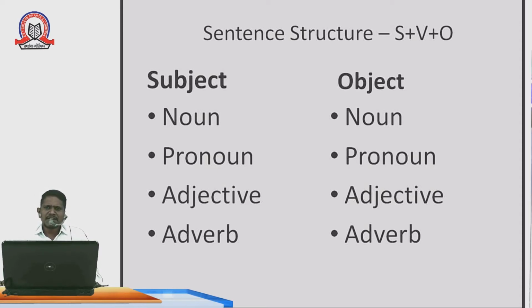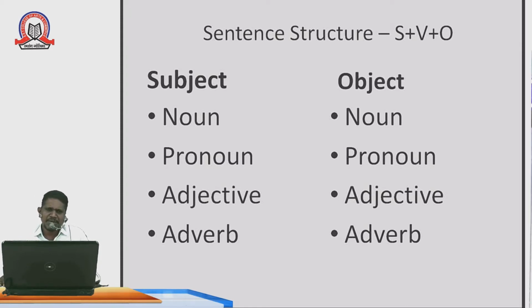So what are the components which we are using as a subject and object? See here in the slide, the noun, pronoun, adjective and adverb, these components work as a subject in any given sentence. The same components also work as an object: noun also, pronoun also, adjective also and adverb also.